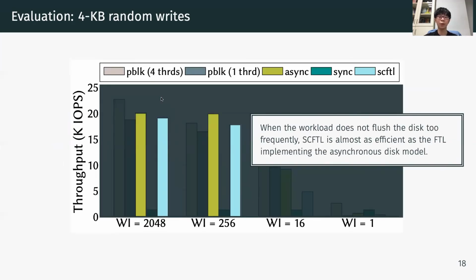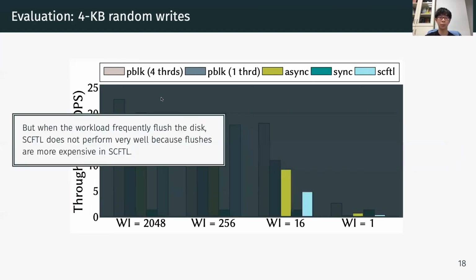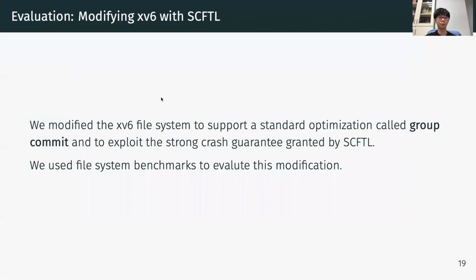Evaluation shows that when the workload does not flush the disk too frequently, SCFTL is almost as efficient as the FTL implementing the asynchronous disk model. But when the workload frequently flushes the disk, SCFTL does not perform very well because flushes are more expensive in SCFTL. This observation suggests an important guideline for building systems and applications on top of SCFTL, which is to reduce the flush frequency to extract more benefit from SCFTL.